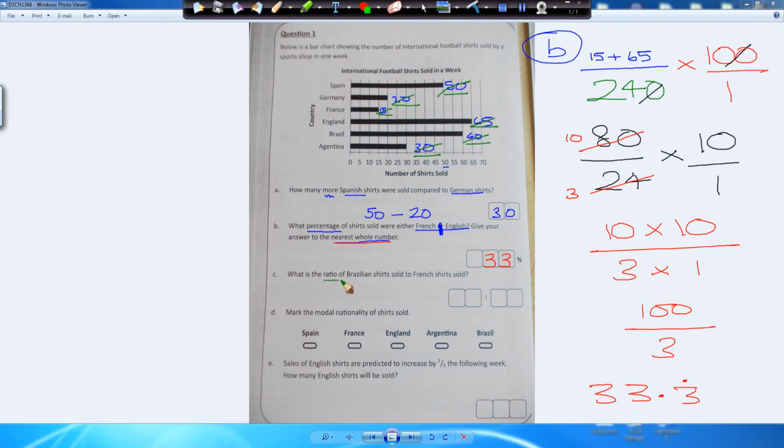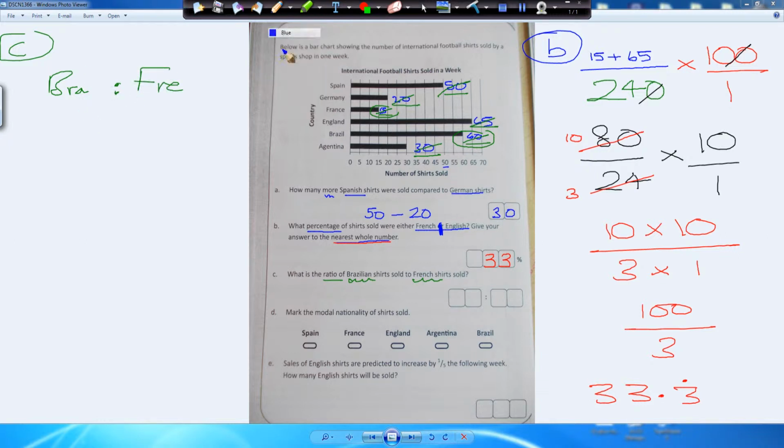What is the ratio of Brazilian shirts sold to French shirts sold? So we're looking at Brazil and French. Where's Brazil? Brazil is 60. It was 60, and what's the other one? French was 15. So let's write it down like this on this side now. Okay, here's question C on this side. We got more space. So Brazil, and what's the other one? French. So we've set up the ratio in the proper way.